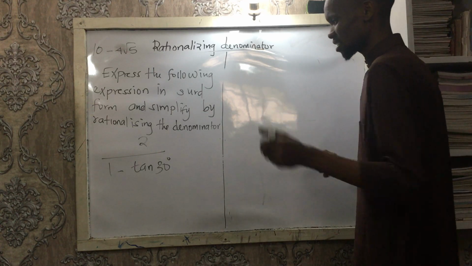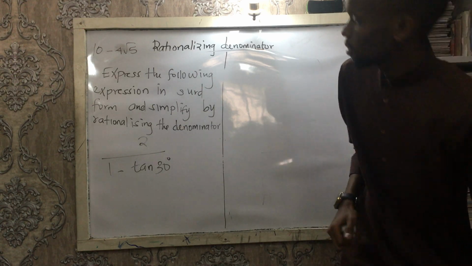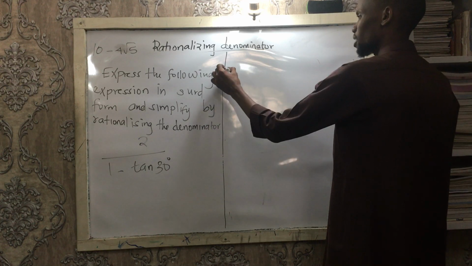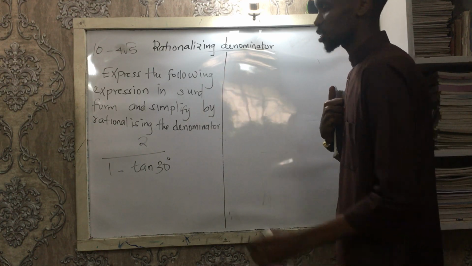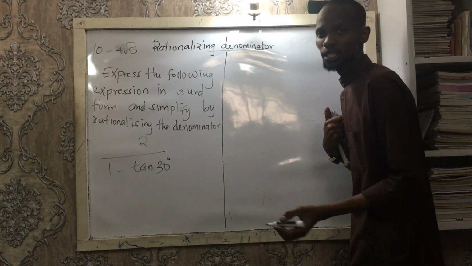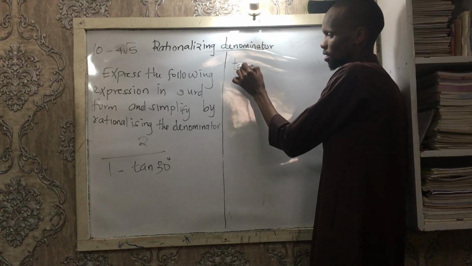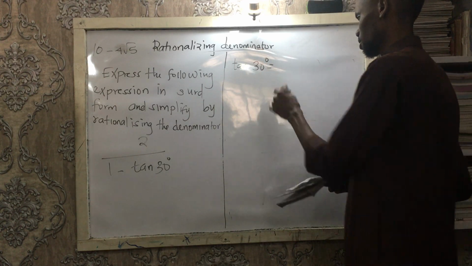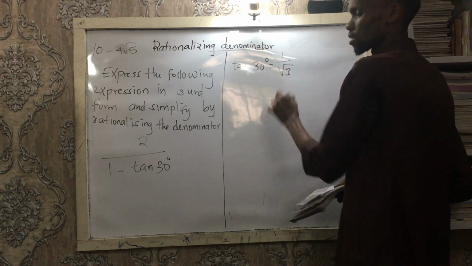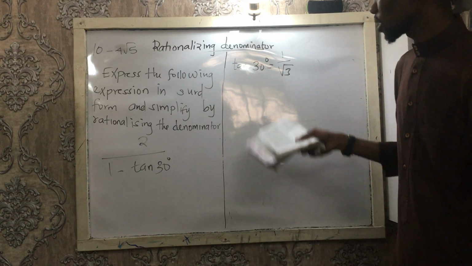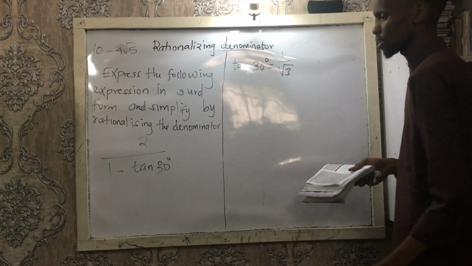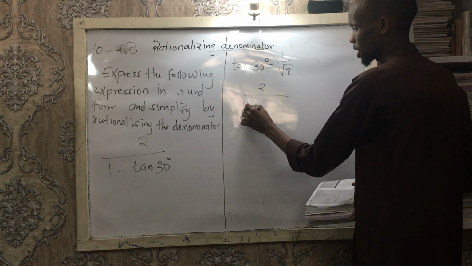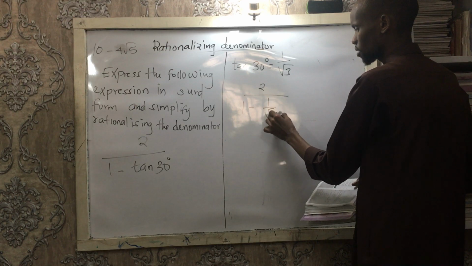So let's solve this fast. I don't know if you remember the concept of trigonometry. Special angles, tan 30 is a special angle, right? So we say tan 30 equals 1 over the root of 3, when we are doing the special angles. So we'll replace tan 30 with 1 over the root of 3, so that we can have now 2 over 1 minus 1 over the root of 3.